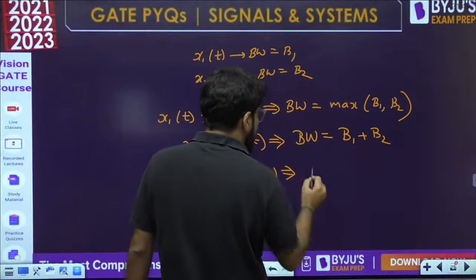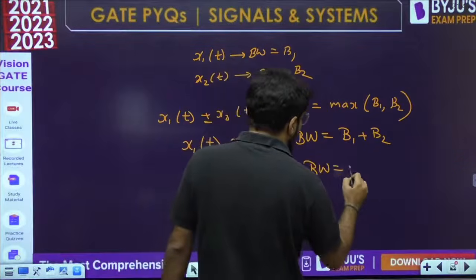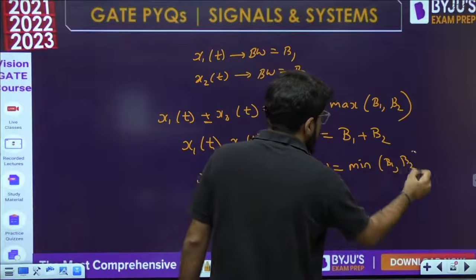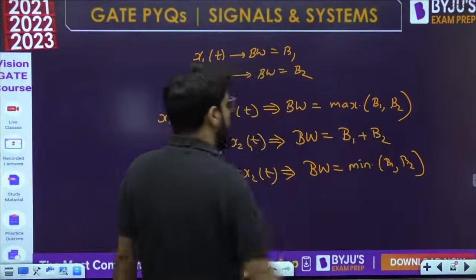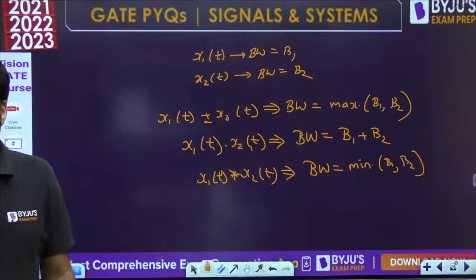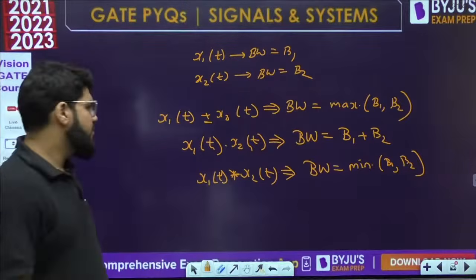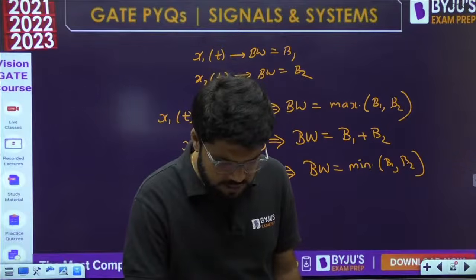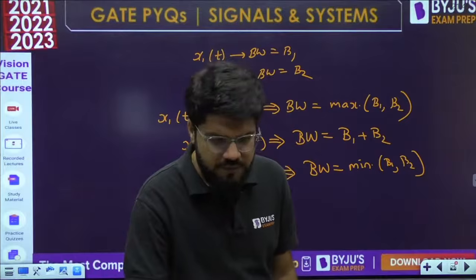But if there is convolution in time, they will be multiplied in the frequency domain and then the bandwidth turns out to be the minimum of B1 and B2. There is a proof for this, but we don't have time now, so just note it down. The bandwidth will be the minimum of B1 or B2 when the signals are just convoluted. Clear, everybody?